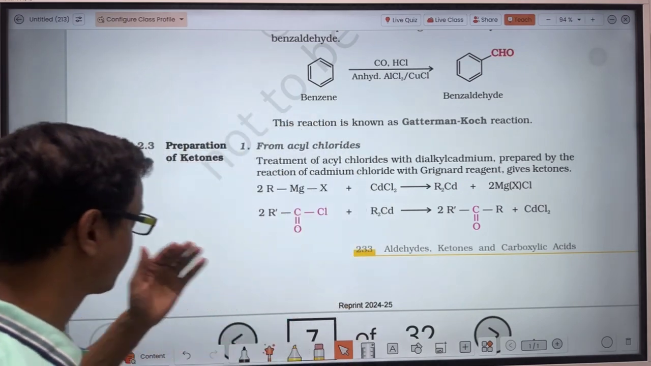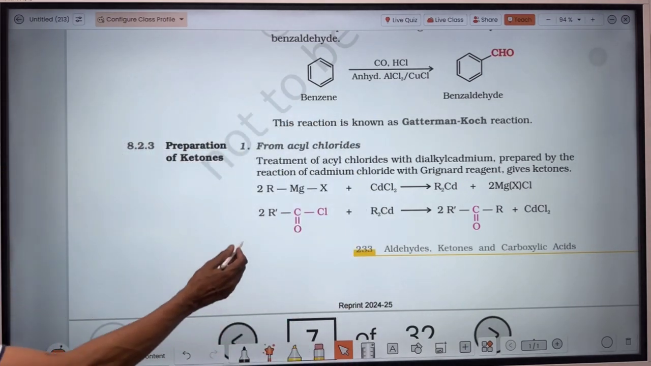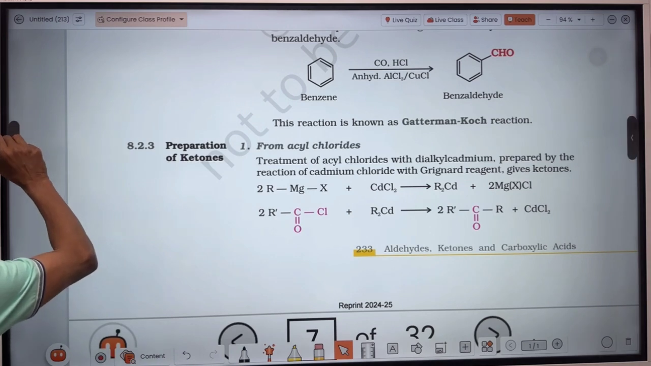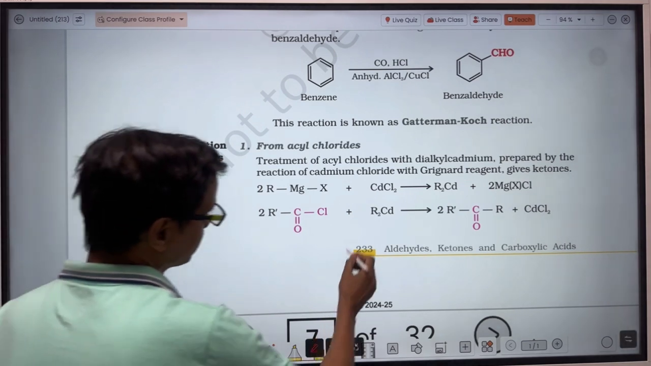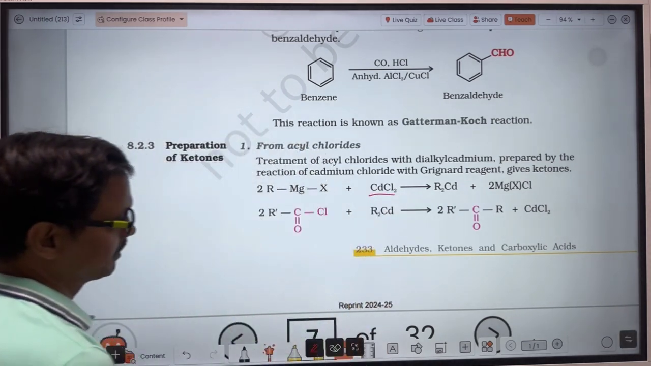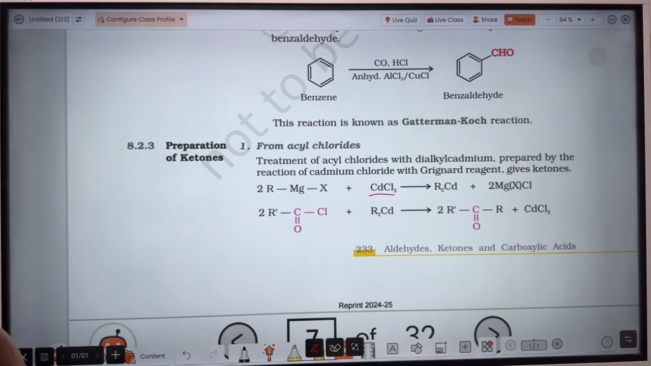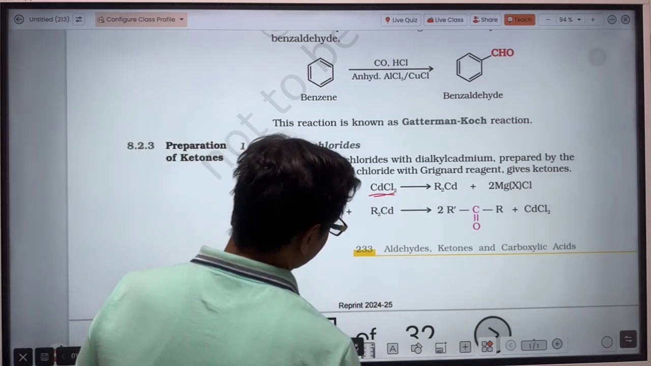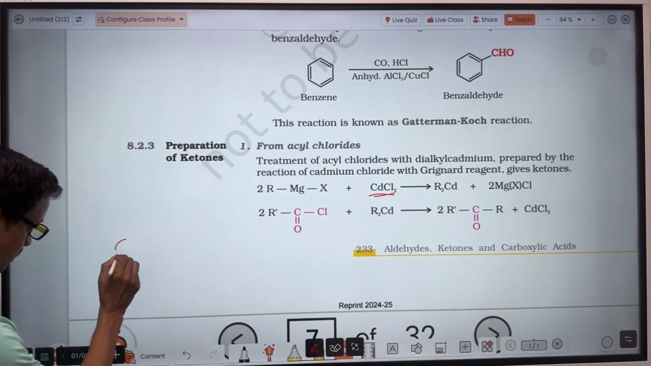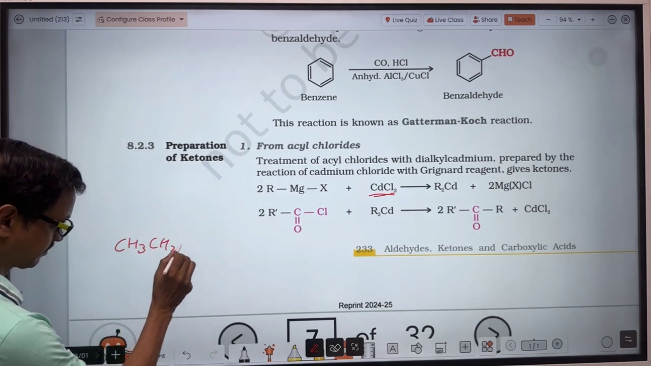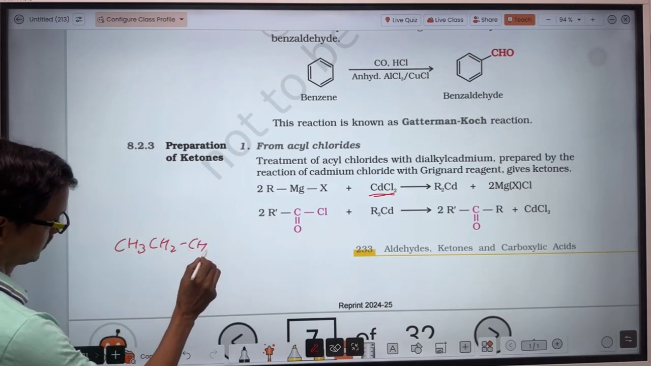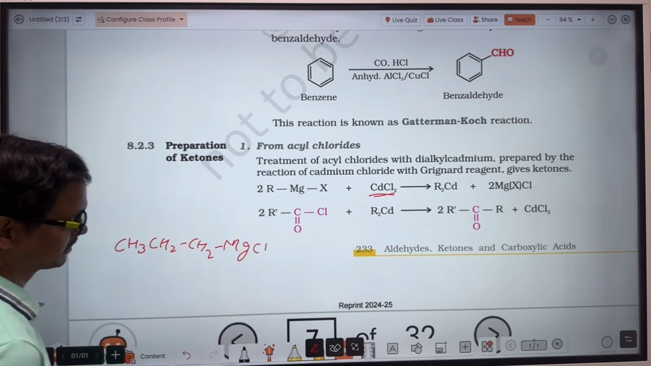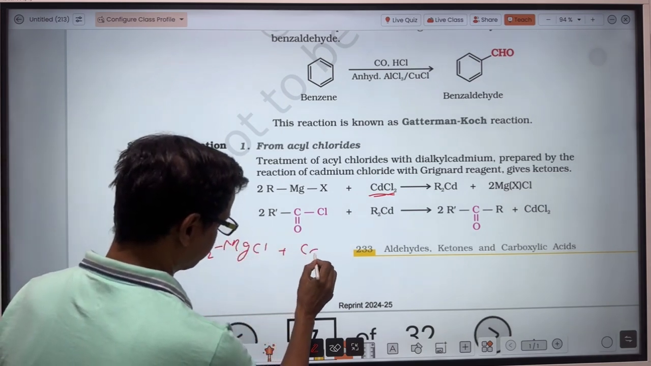Let's see. The first one is by the Grignard reagent. How's that? It's the CdCl2 here. When the Grignard reagent is treated with CdCl2, that is cadmium dichloride, what happens? Cadmium is a metal and chlorine is a non-metal. Suppose this compound here, CH3CH2, reacts with CdCl2.